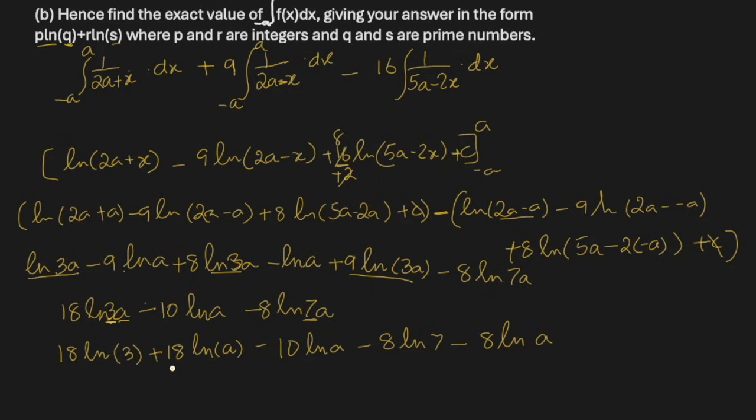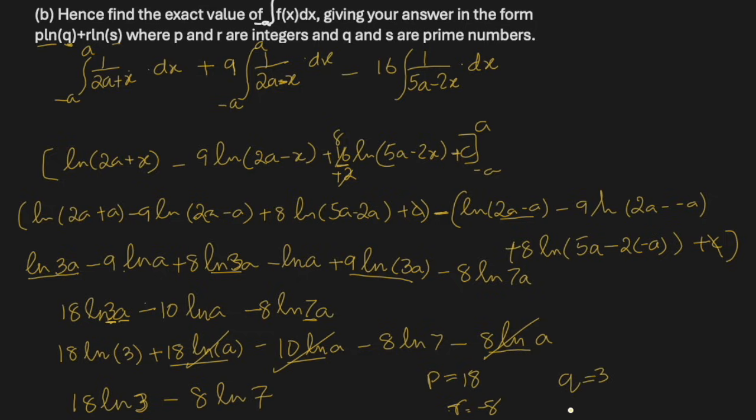Now look here, 18 natural log a minus 10 natural log a will be 8 natural log a, and this is negative 8, so they cancel out. 18 minus 18, 0. So we are left with 18 natural log 3 minus 8 natural log 7, and we got it. P comes out to be 18, R comes out to be negative 8, Q came out to be 3, and S is 7.